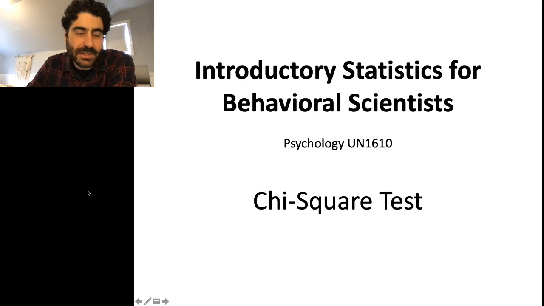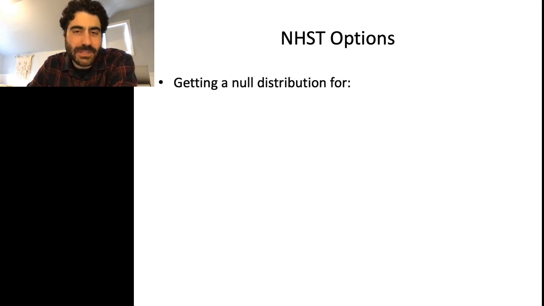Okay, so today we're going to be talking about a new kind of statistical test called a chi-square test, or a chi-squared test. Just to review where we are, the hard part of doing a null hypothesis significance test is figuring out what our null distribution is. Whatever statistic we're measuring in our data, we want to know what the distribution of that statistic would look like if the null hypothesis is true.